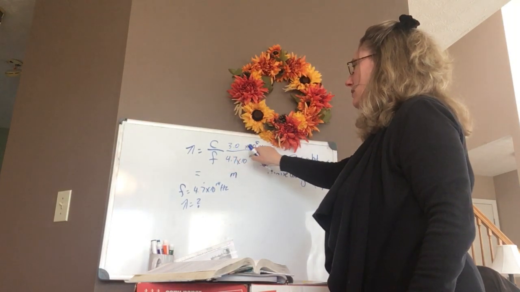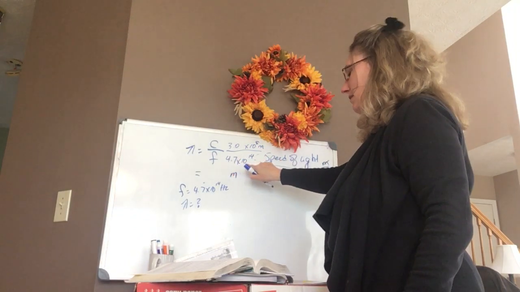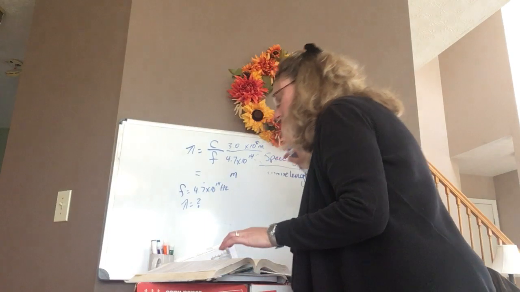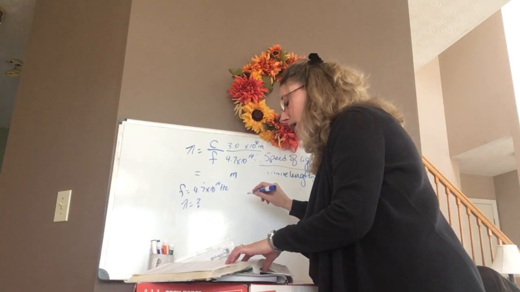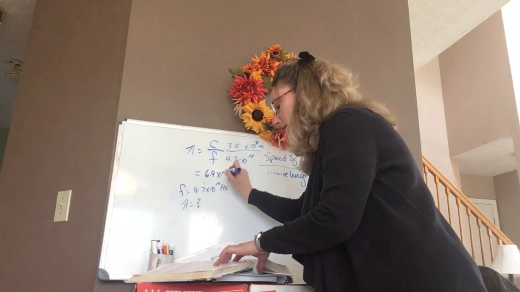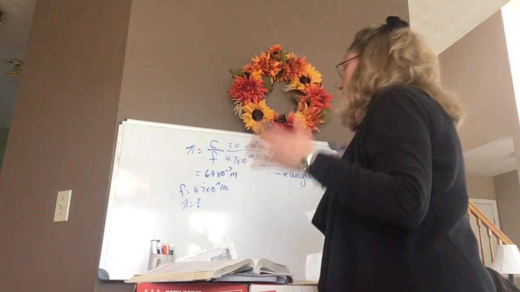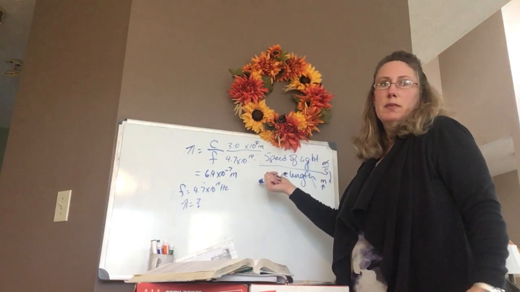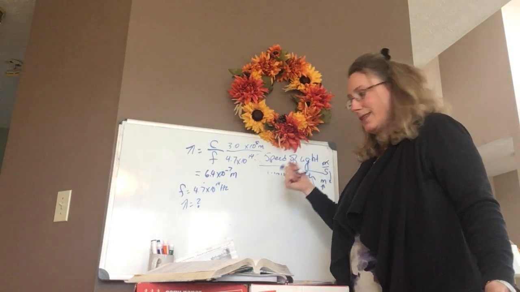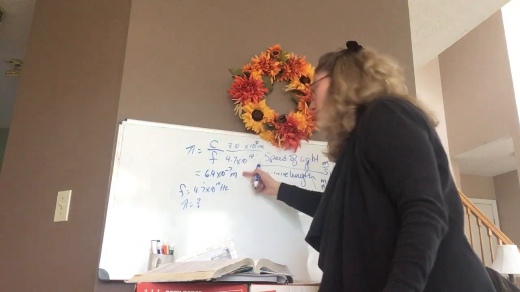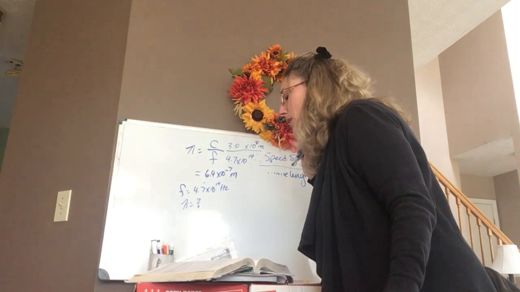So 3 times 10 to the 8th divided by 4.7 times 10 to the 14th, I get 6.4 times 10 to the negative 7th. Here's my problem. That would be fine if they didn't tell me what units they want me to give it to them in. But they asked me what's the wavelength? Fine. What's also the color?